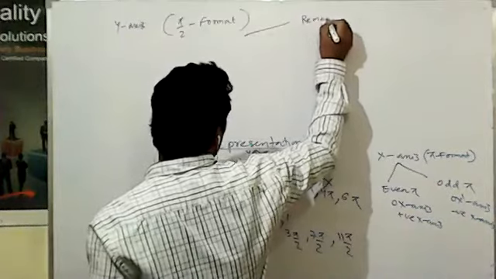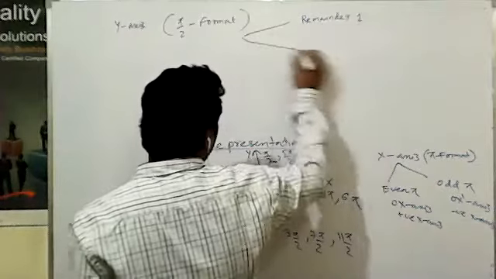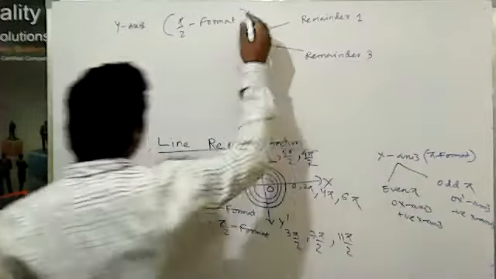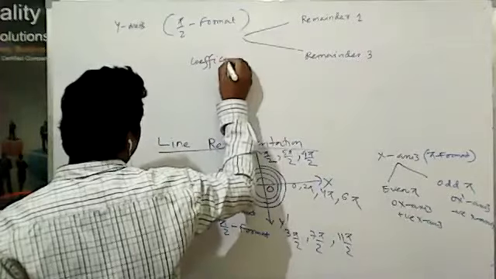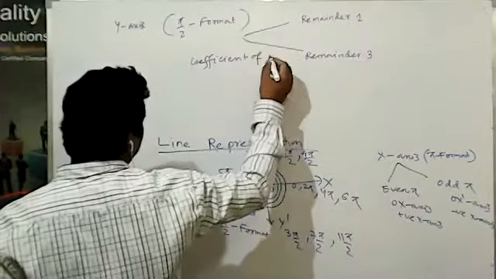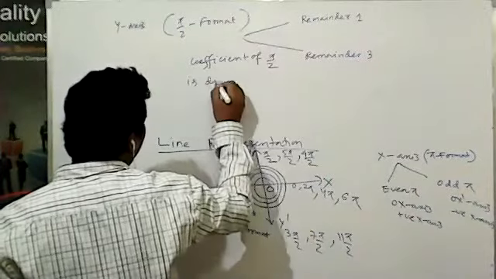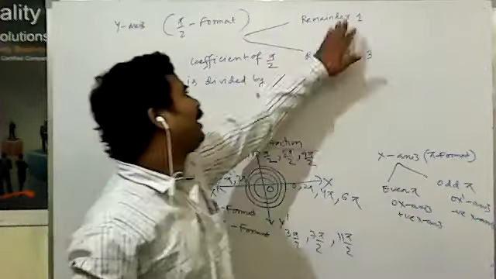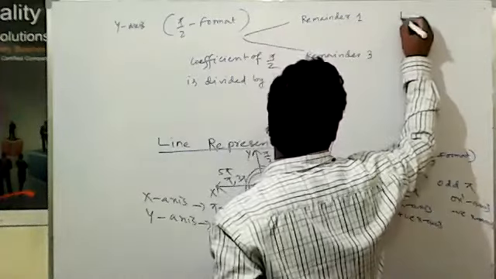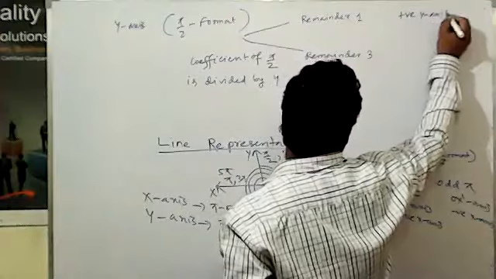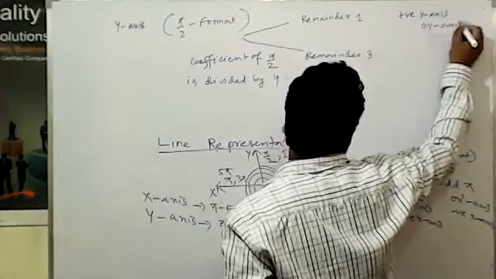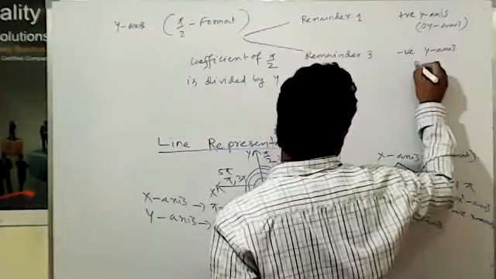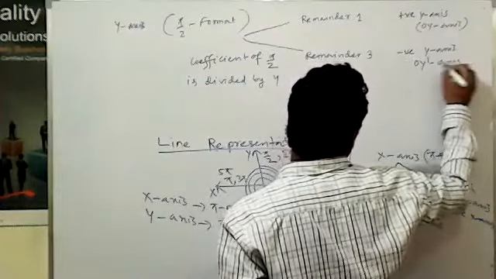3. If you divide the coefficient of pi by 2 by 4, if the remainder is 1, then it is the positive y-axis, meaning the OY axis. If the remainder is 3, this is the negative y-axis, that is equal to the OY dash axis.